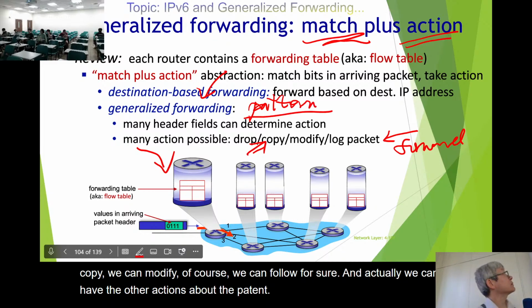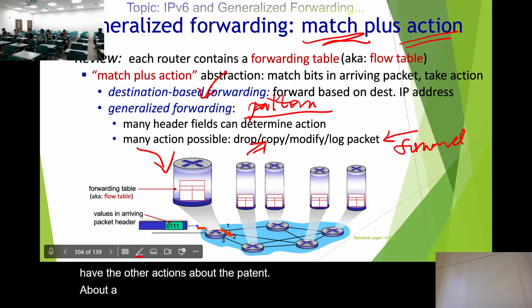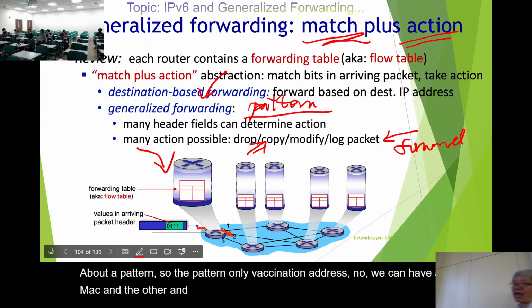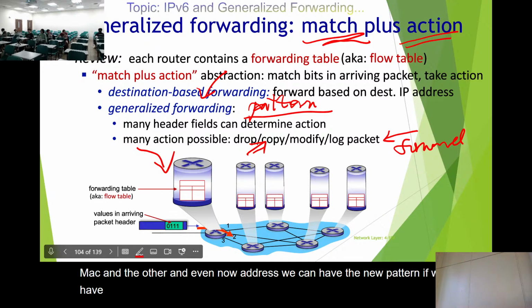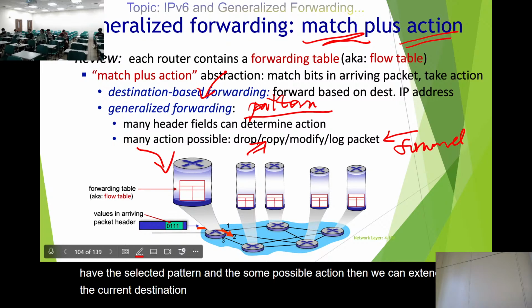About the pattern. So the pattern is only the destination address. No, we can have MAC and the other. And even the network address, we can have the new pattern. If we have the selected pattern and some possible action, then we can extend the current destination-based forwarding. So this is the purpose of generalized forwarding.